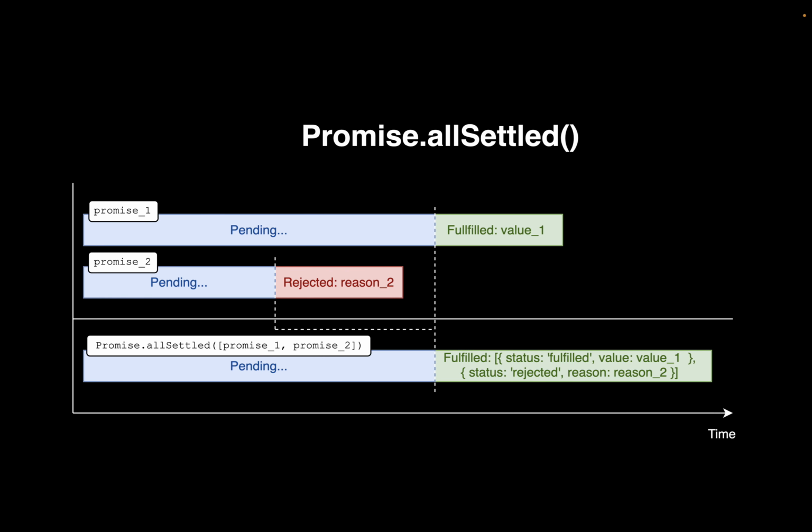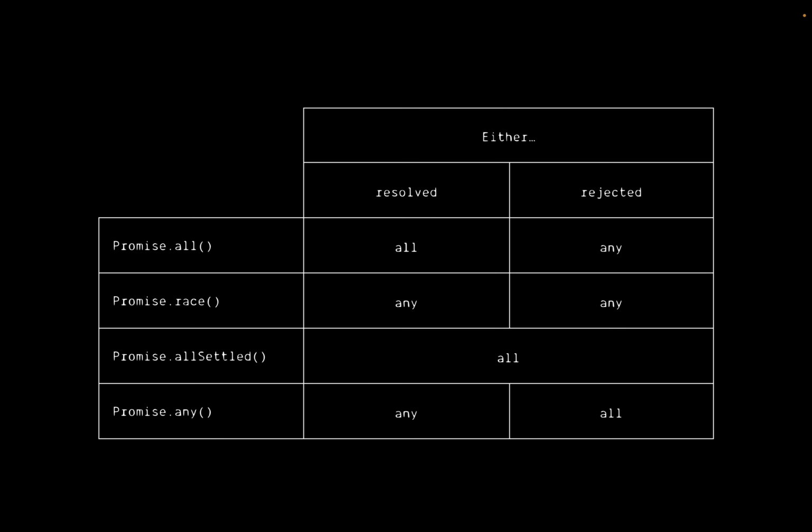Let's jump in. Before we dive into the polyfill, let's quickly recap what Promise.allSettled does. Unlike Promise.all, it doesn't bail out on the first rejection. Instead, it resolves once all promises have settled, providing an array of objects indicating the status of each promise.